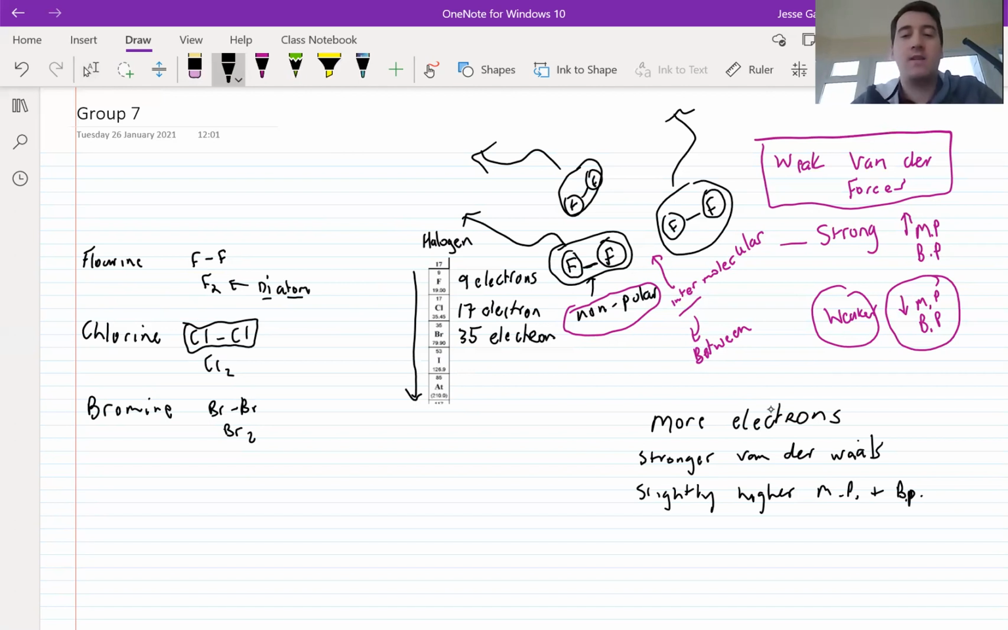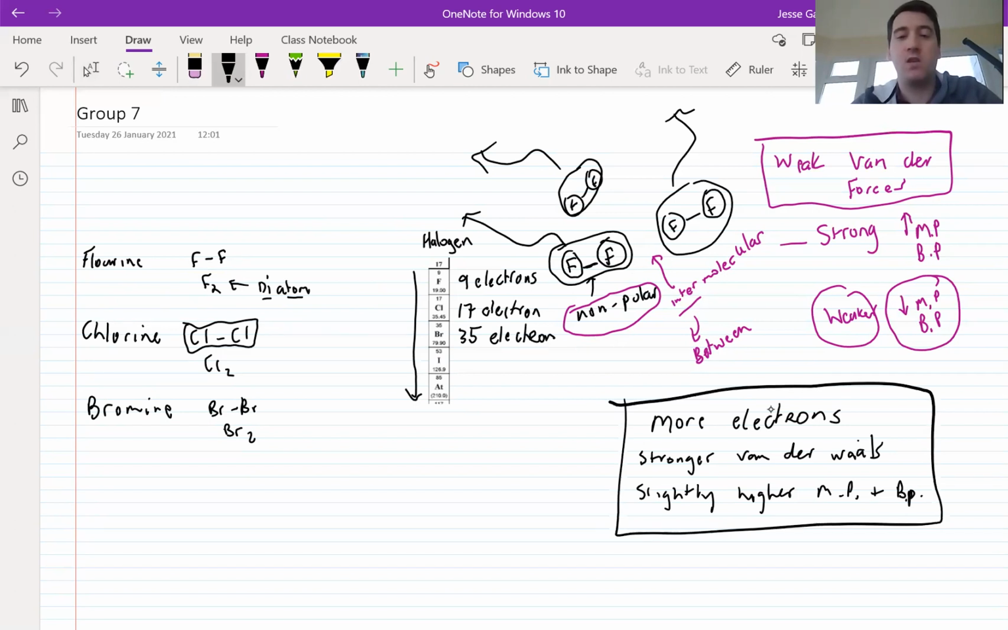Okay, so that's the general trend for melting and boiling points, and that should be revision for most of us if you've studied the chapter on bonding. So the general trend as you move down the group, the melting points and the boiling points get higher. And the reason for this is you've got more electrons creating temporary dipoles.